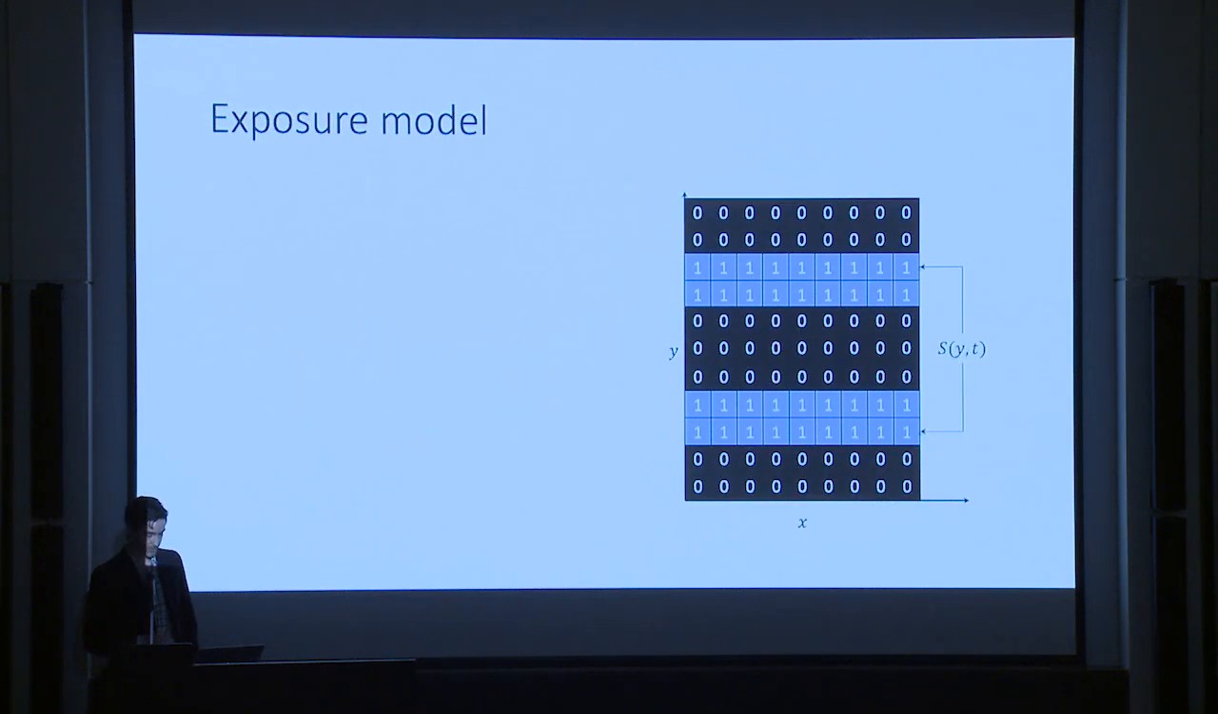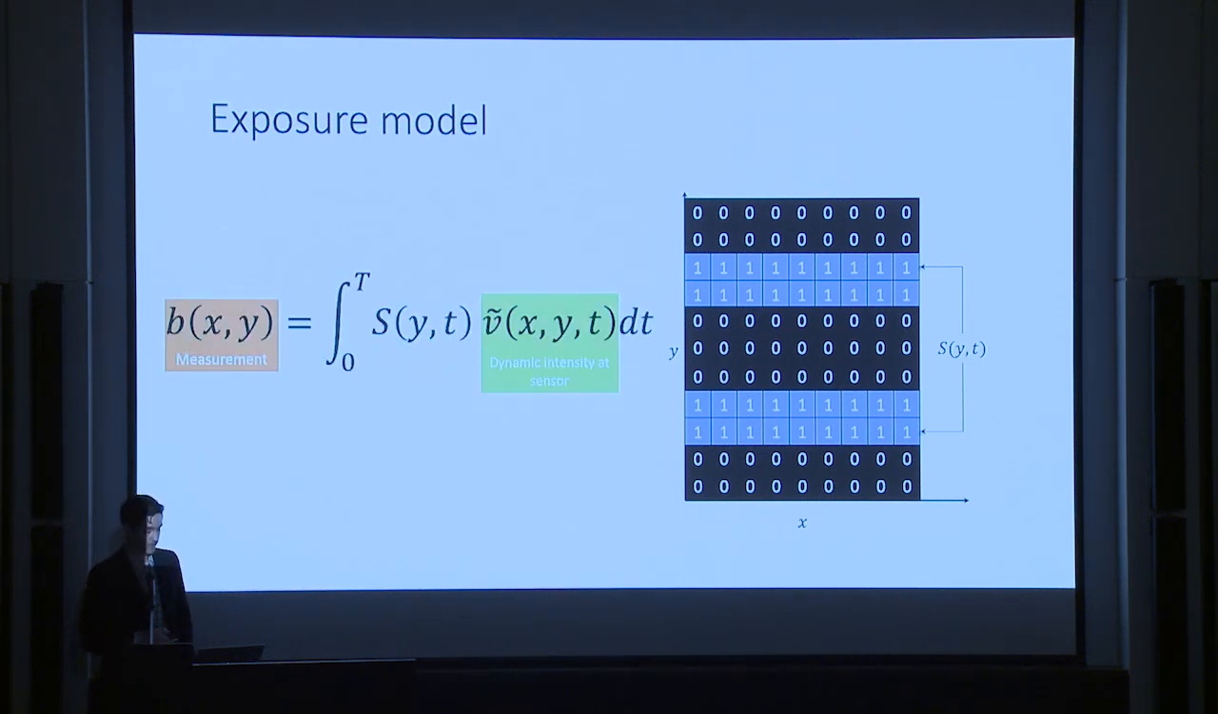In math, what that looks like is we can represent the actively exposing pixels with an indicator function, which we'll call S. And the idea here is this is just 1 for any pixel that's actively recording, and it's 0 outside of the exposure band. So what that means is that the measurement B, given some dynamic intensity at the sensor, which I have detailed out here, is just the integration over time of the shutter function times the dynamic intensity at the sensor. Okay, so that's the rolling shutter exposure model.